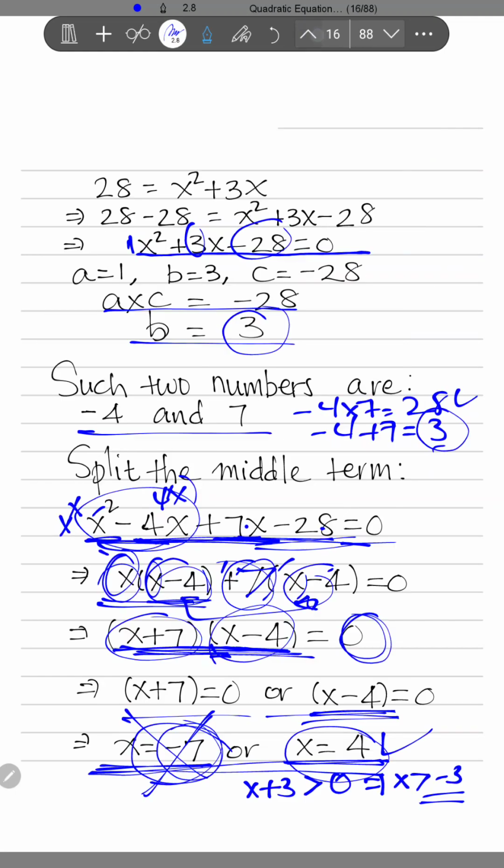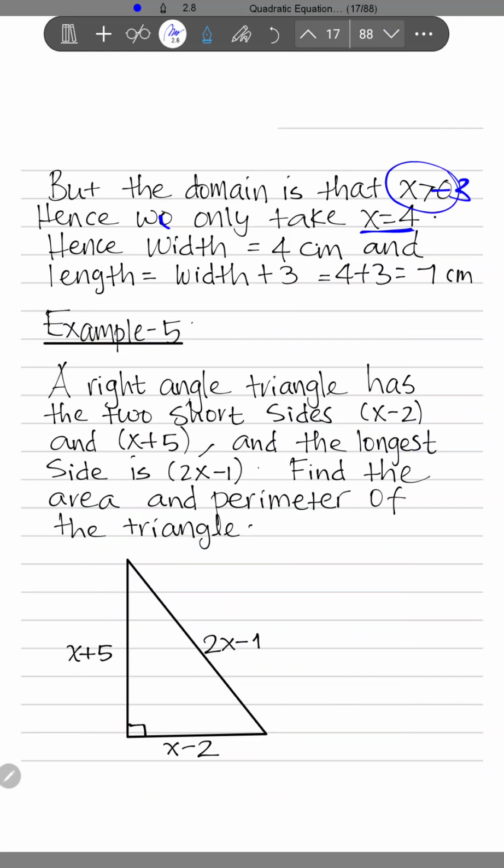Let me go back here and see this one here, okay? X is equal to 4 is a valid answer. Hence, remember that this side was x and this side was x plus 3, right? So if this side is 4, this side is 7. The area, 4 times 7, is 28. That was correct, okay? So the length and width are 7 and 4.